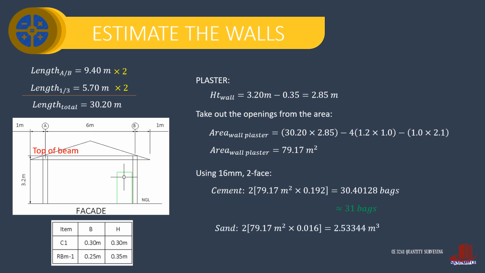Sand also uses 2 faces of the area of 79.17 multiplied by 0.016, resulting to 2.5344 cubic meters, rounded to 3. The coefficients 0.192 for cement and 0.016 for sand are provided in a table when using area method.